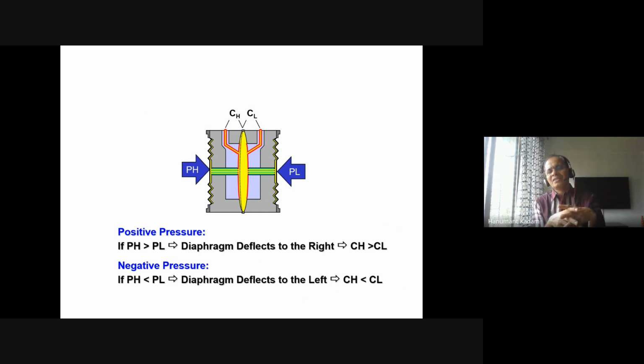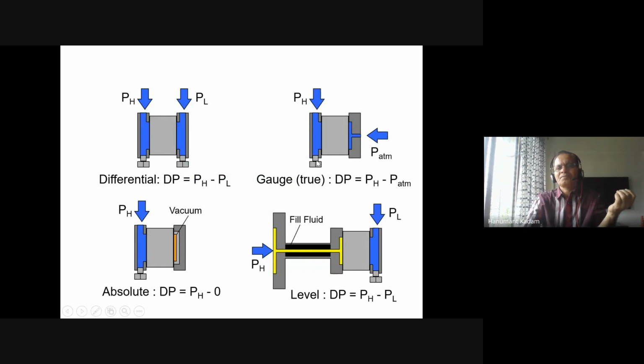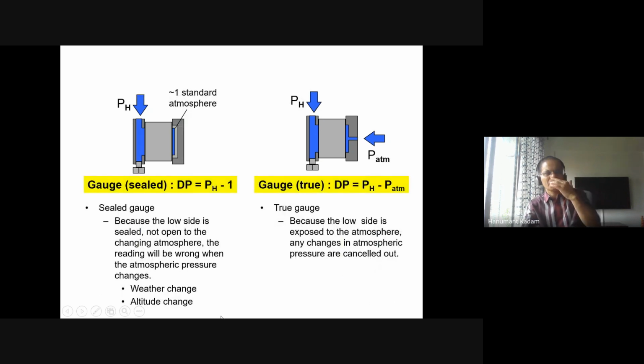You must have seen this animation also. I am not sure whether you are able to see. So differential pressure is PH minus PL, gauge pressure dP is your PH minus atmosphere. Differential pressure means PH minus PL, both sides, and gauge pressure means only the true pressure, with respect to the atmosphere. Absolute pressure means PH minus 0, with vacuum. So this is absolute. There is no atmospheric pressure coming into this measurement. Absolute, exact. And in level measurement, you can see dP is equal to PH minus PL. So PH minus PL is your level. That we have seen last year also.